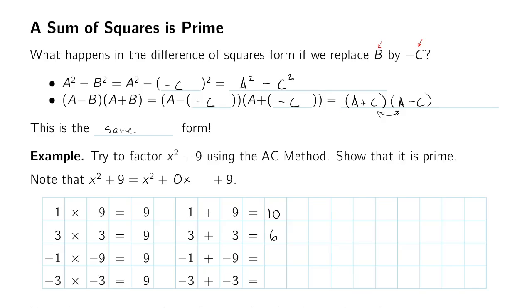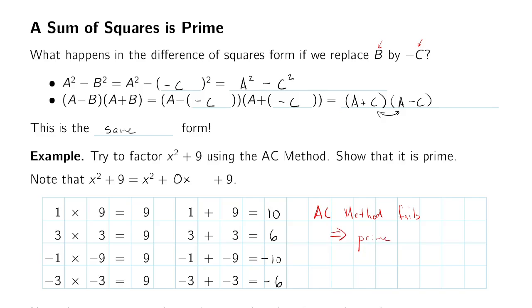Still not 0. Negative 1 times negative 9. Those add up to negative 10. Negative 3 times negative 3. Those add up to negative 6. Okay. Well, we've got a good news, bad news situation, right? We can't factor this, but at least we know we can't factor this, right? We see the AC method fails, so we know that this is prime.